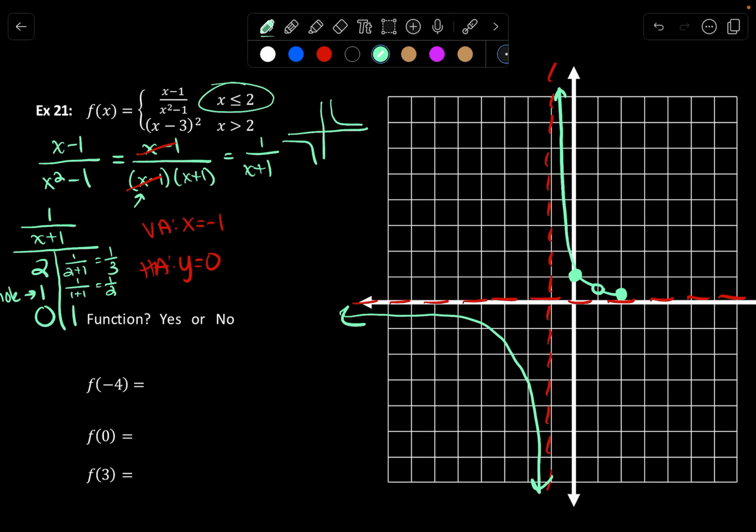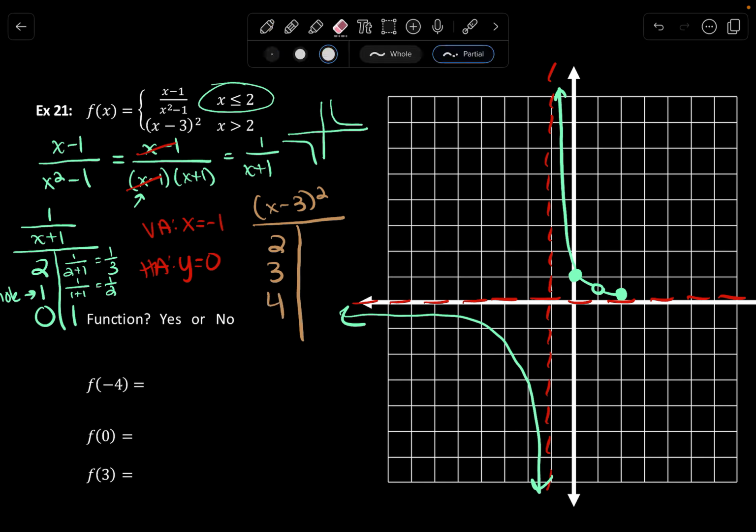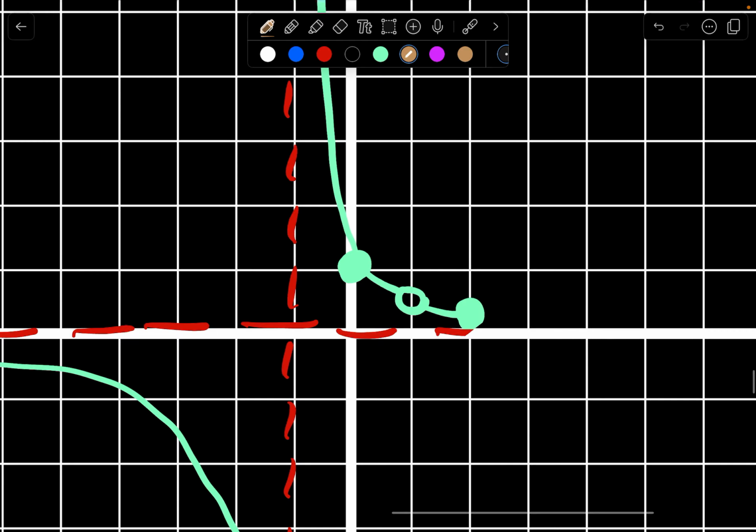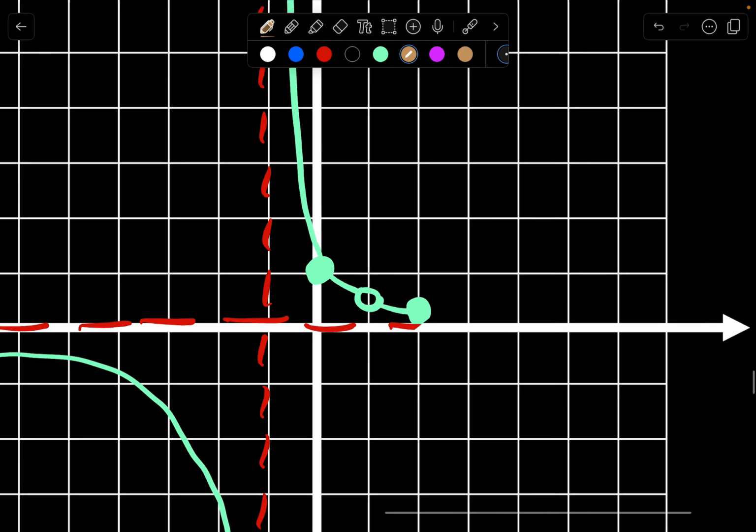All right, so a lot going on in that one, but it's just attributes that we talked about before. The second one is going to be x minus 3 squared. And this is for when x is greater than 2. So we'll do 2, 3, 4. Now something I need to go back and fix is that that first piece only exists up to x equals 2. So my horizontal asymptote is not going to exist past that value. So it'll stop here. So my horizontal asymptote and that whole function stops at x equals 2.